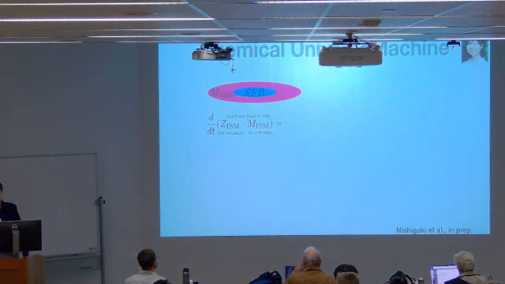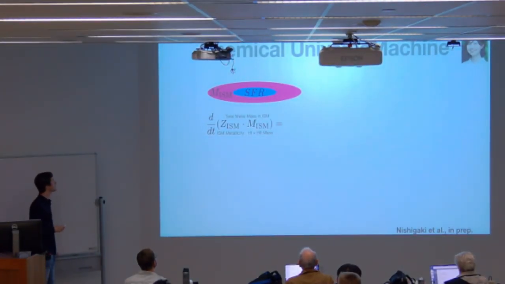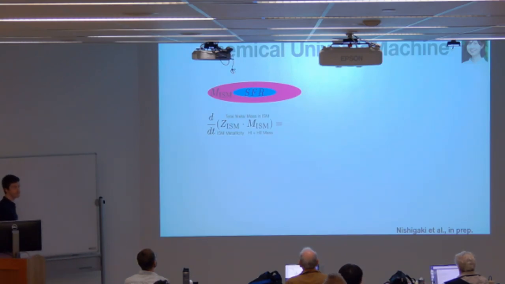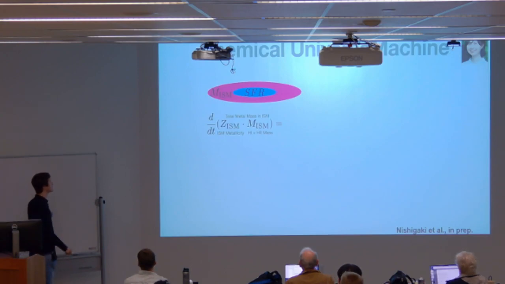Okay. So I want to talk about how we do this empirically to figure out what real galaxies are doing. And for that, it's helpful to look at equations. I usually don't show equations, but today it's hard to avoid talking about equations. So I want to focus on the total amount of metals in the ISM, the interstellar medium. And so let's talk about that. The total amount of metals is going to be the mass of the ISM times its metallicity.